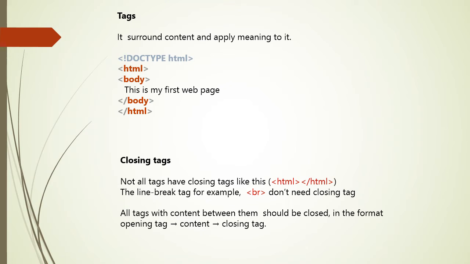The basic structure of an HTML document includes the tags, which surround the contents and apply the meaning to it. Consider a simple program. First line <!DOCTYPE html>. Then the start of the program, that is <html>, then the body tag. This is my first web page, </body> and </html>. Now the first line on the top, that is <!DOCTYPE html>, is a document type declaration and it lets the browser know which HTML you are using. For example, HTML 1.1 or HTML5, which version you are going to use.